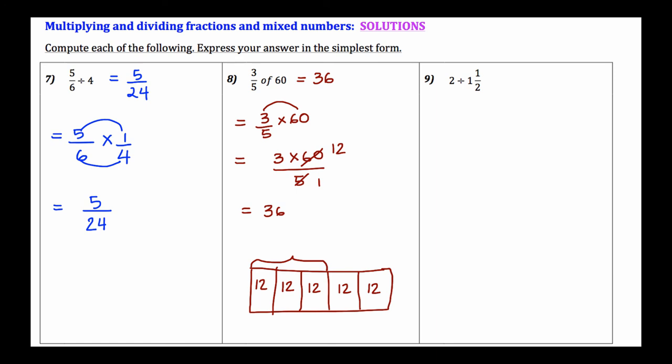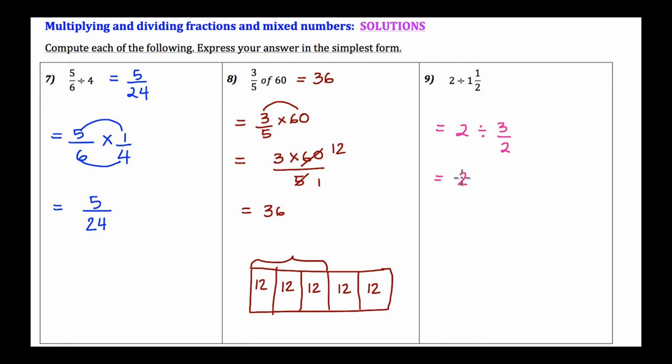Let's do the next problem. So 2 divided by 1.5. When we have mixed numbers, we make sure we first convert them into improper fractions. So 1.5 is the same as 3 halves. You must notice that I've kept the division sign the same because I'm first converting into an improper fraction. Then I'm going to divide.